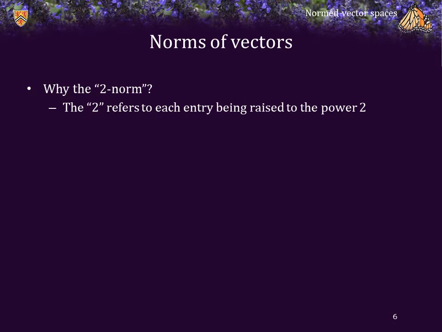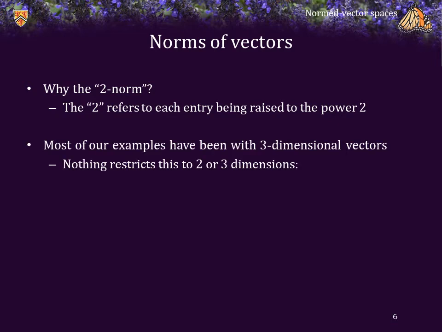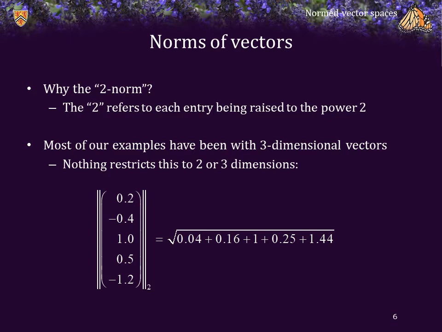Now, why is it called the 2 norm? The 2 here refers specifically to each entry being raised to the power 2. Now, most of our examples have been with 3-dimensional vectors, but nothing restricts this to 2 or 3 dimensions. For example, here we have a 5-dimensional vector, and we can calculate its 2 norm by simply summing the squares of the entries. So in this case, the 2 norm is the square root of 2.89, which is 1.7.